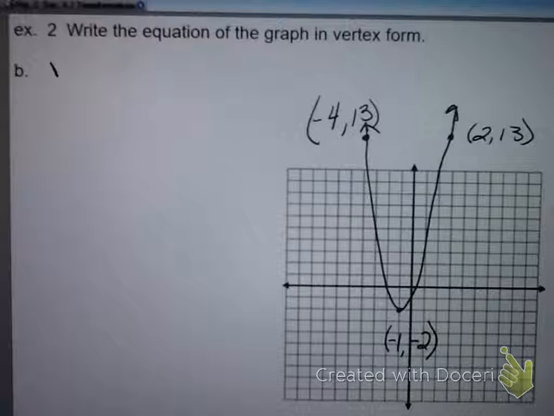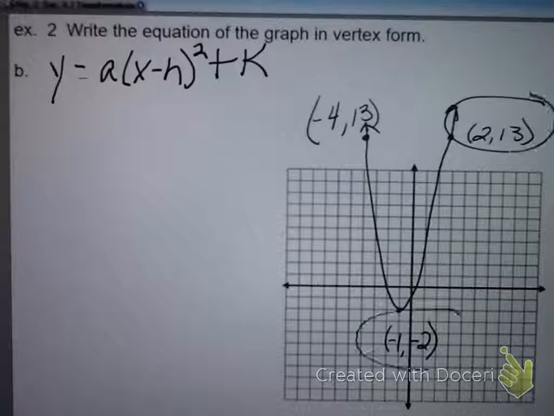Again, we're given 3 points, but we only need 2 points. We always have to use the vertex, but we get to choose. We can either choose the negative 4, 13 or the 2, 13. First thing we're going to do is write the formula down. I'm going to use the point 2, 13 and the vertex, negative 1, negative 2. Plug it in.